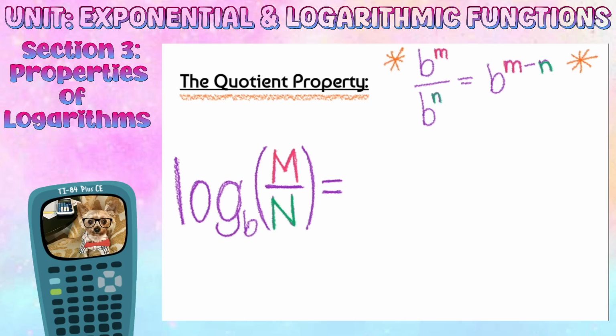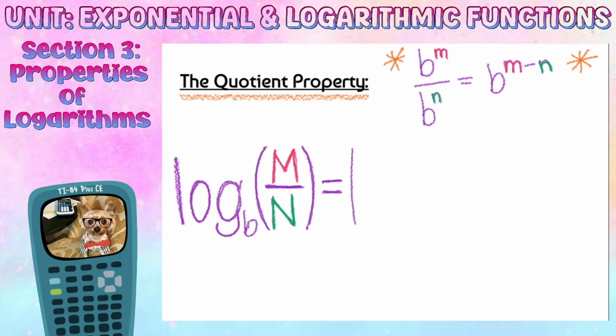In the last video we just talked about the product property, so the quotient property stems from the property of exponents where you have something like b to the m over b to the n equals b to the m minus n. So when you're dividing like bases, we subtract our exponents. So how does that translate into logarithms, you might be wondering?